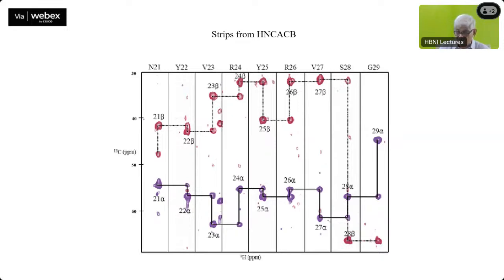Self beta is not there. This is the sequential beta. So you have this one there. Okay, and then there is another weak one there. See, carbon is only one, right? So therefore you have the C beta of S28. Now from this 28, you have the sequential peak to 27 alpha.